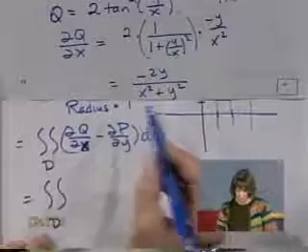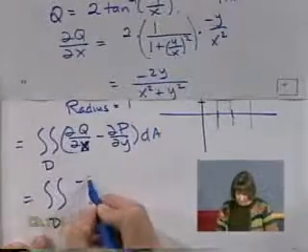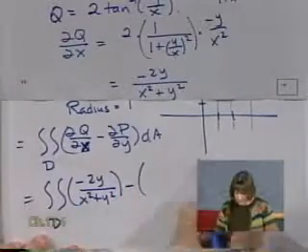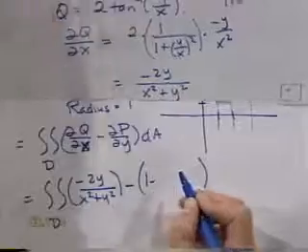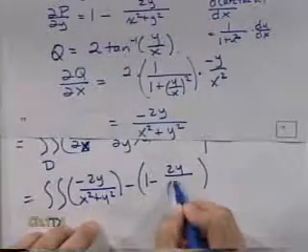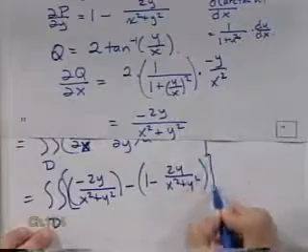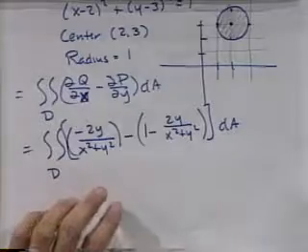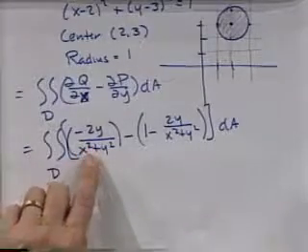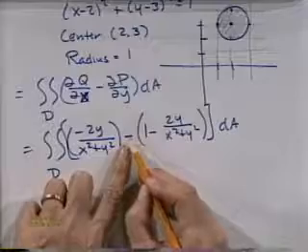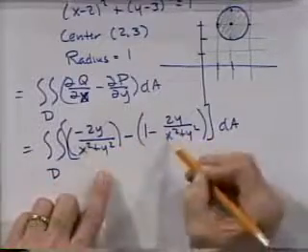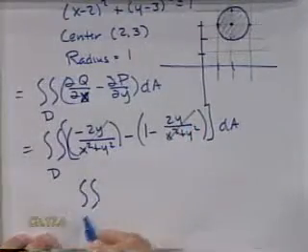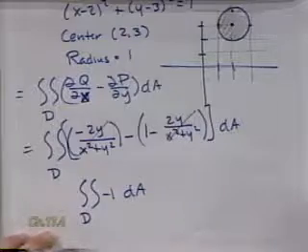And you're like, oh, this is awful. But let's look what we have. Partial of q with respect to x is minus 2y over x squared plus y squared minus partial p with respect to y is 1 minus 2y over x squared plus y squared. What's the good news here? Something cancels, huh? Because you have minus 2y over x squared plus y squared minus 1, but then minus a minus is a plus. These guys cancel each other because it's minus this plus that. So we just have the integral over D of minus 1 dA.